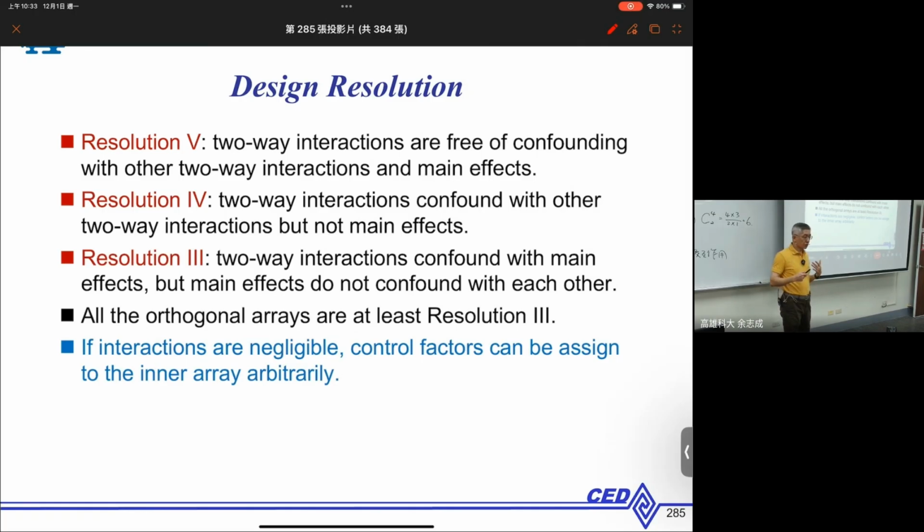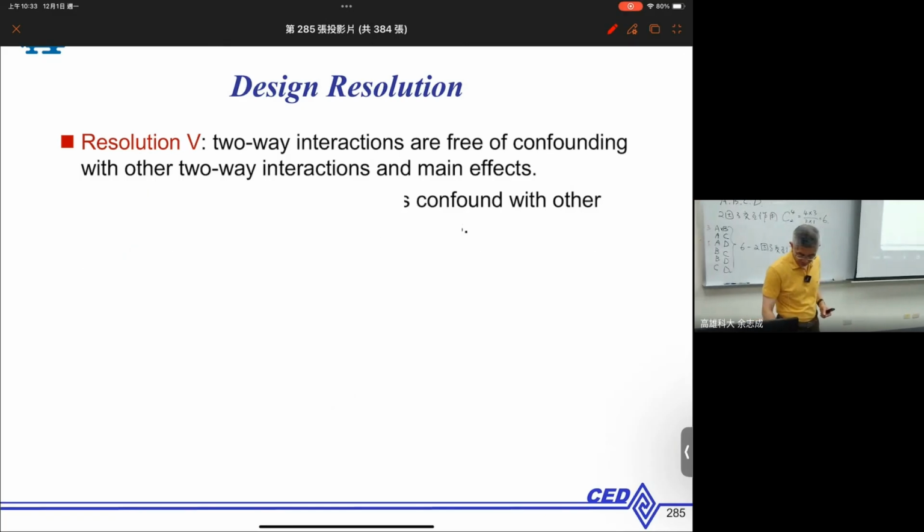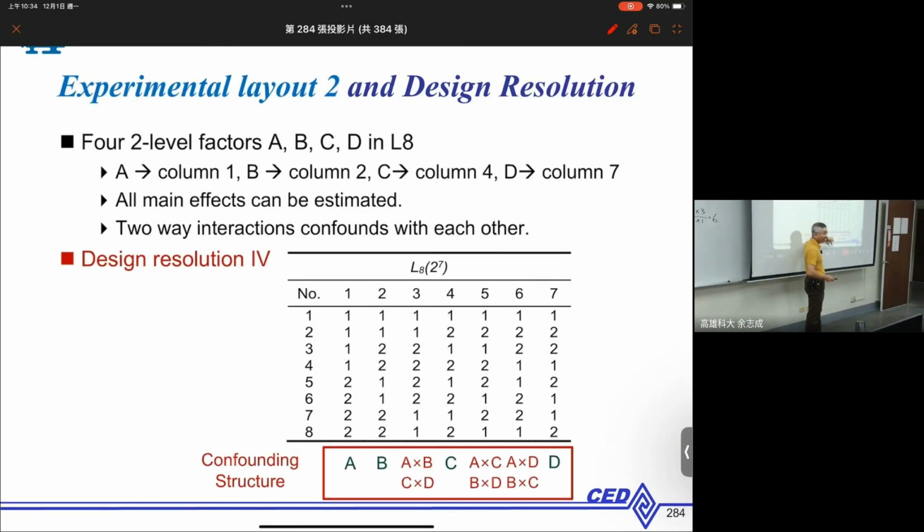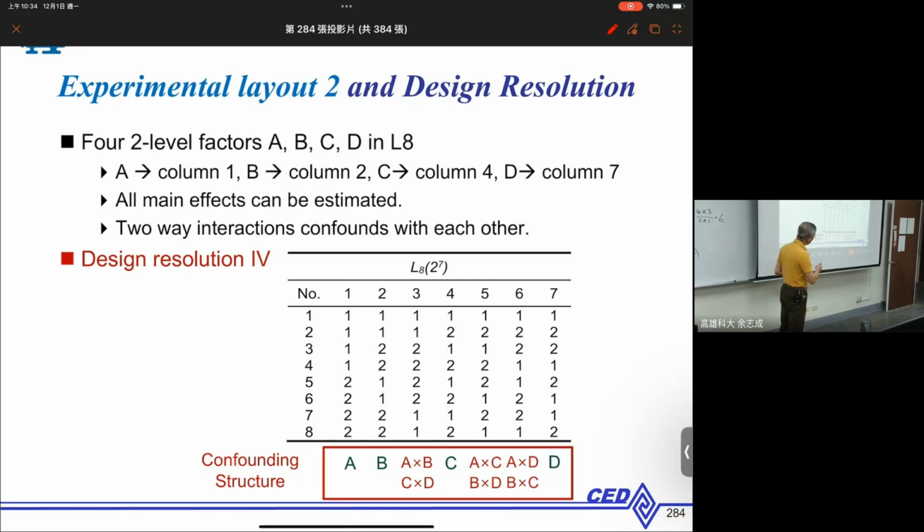If it is resolution 3, then main effects might be confounded with some other interactions. However, just like what I said, in your confounding structure, if these interactions are confounded with each other, but you know that only one is significant, significant means important, or the influence is large, and the rest of the interactions are negligible, which means they're very small, then you can use this column to estimate one of the interactions.